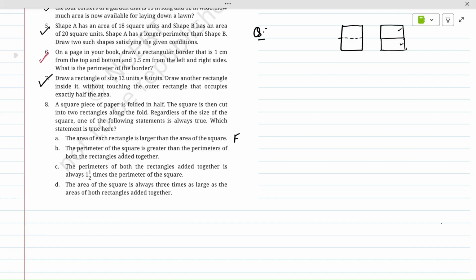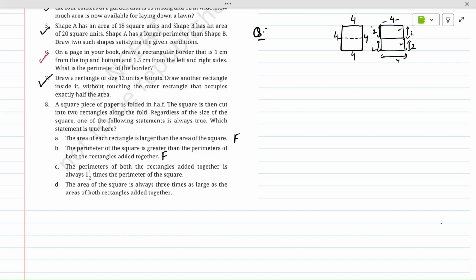Second, the perimeter of the square is greater than the perimeters of both the rectangles added together. This is also not true, right? This is also a false statement. In order to see why it is false, let me take the dimension of this square as 4. So if the side of the square is 4, all the sides will be 4, right? And when we are cutting it into two equal rectangles, this will be 4, this will be 2, same 2 here and 4, correct? Same way, this is 2 here and this is also 2.